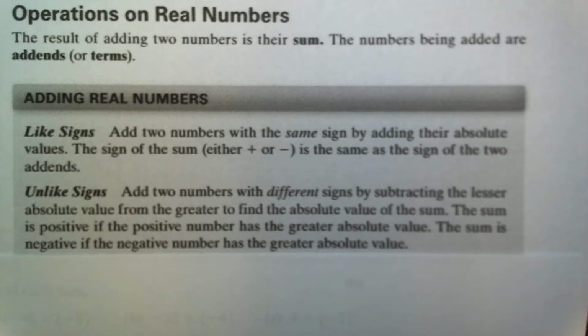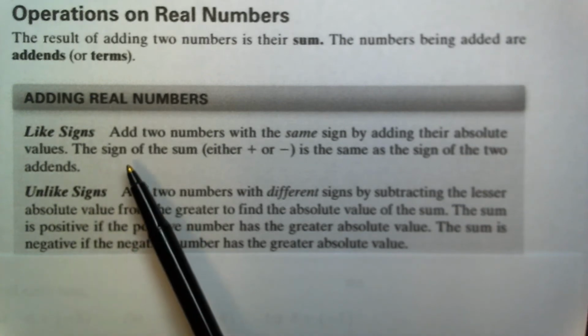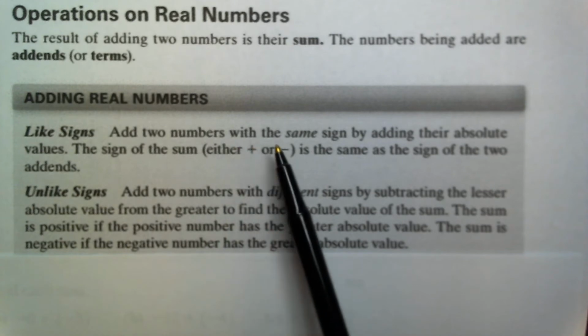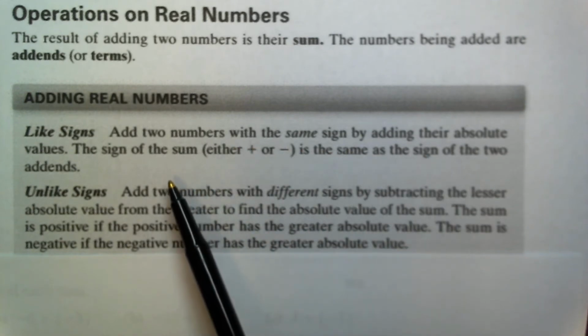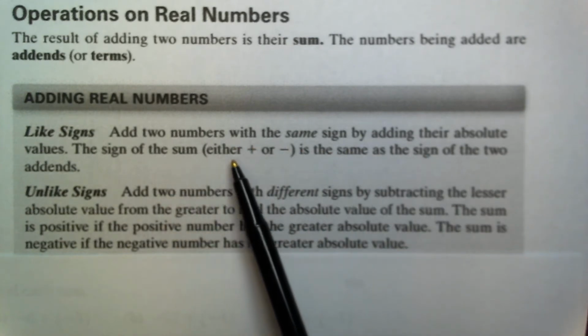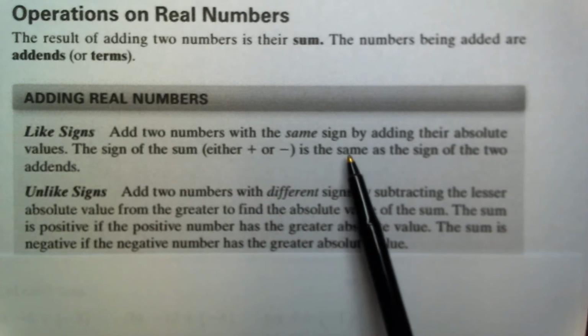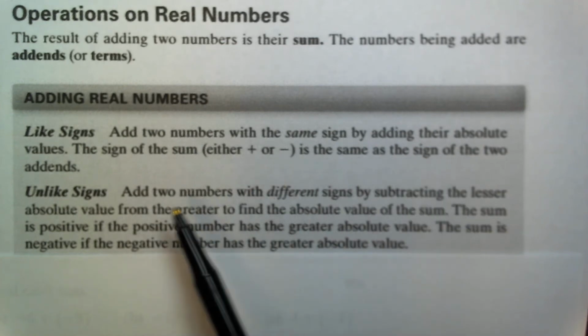So here's the official definition for adding real numbers. When we have like signs, we add two numbers with the same sign by adding the absolute values, and the sign of the sum, either positive or negative, is the same as the sign of the two addends.